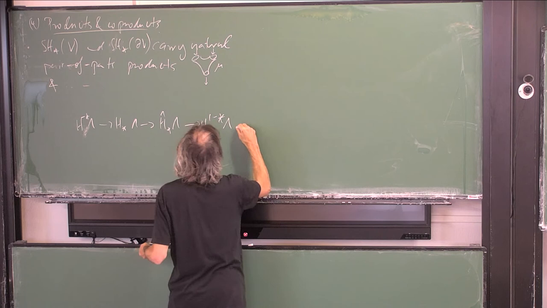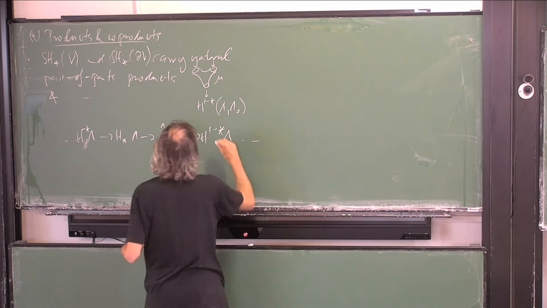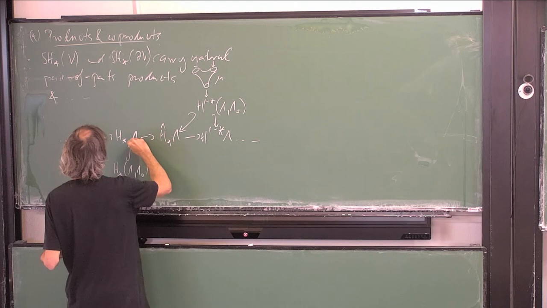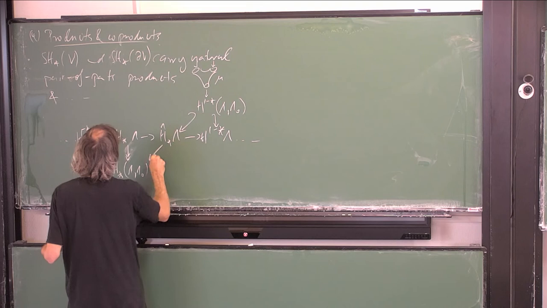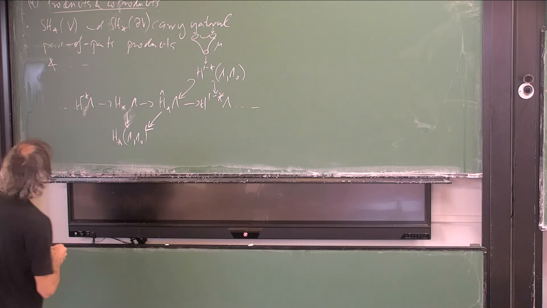So you can in fact put the relative homology into the picture. There's natural inclusions going this way, and you can put relative homology here. And there's natural projections going this way. So this is a slightly enlarged diagram. Now what do we have?